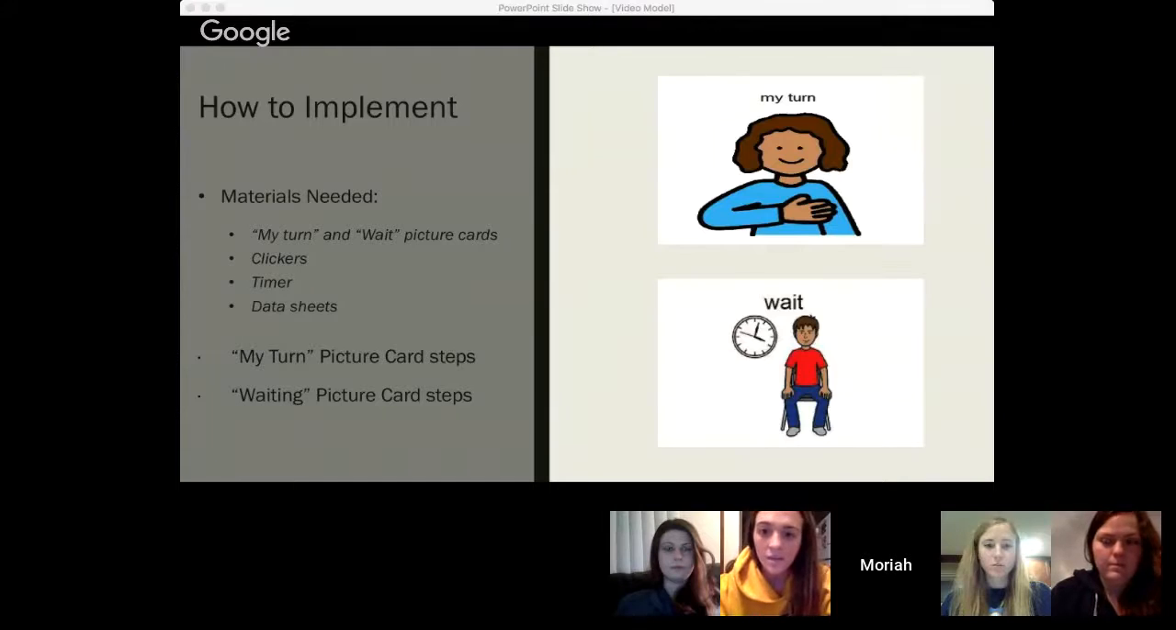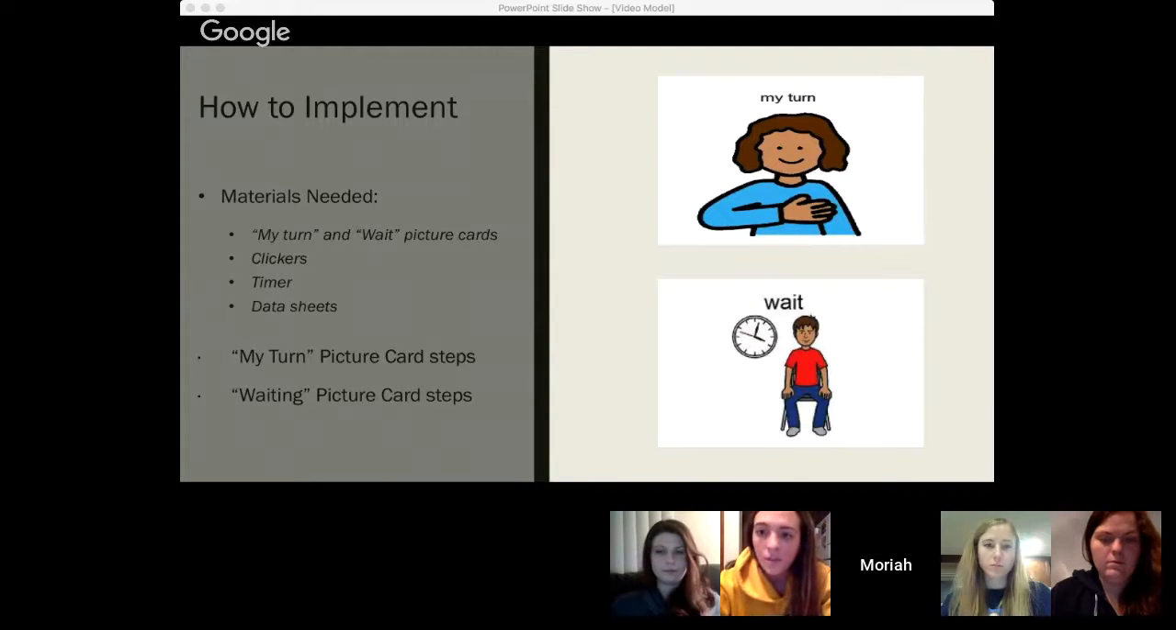Materials that will be needed for the intervention are a My Turn and a Wait picture card, clickers to track frequency of a problem behavior, a timer to track duration, data sheets to record data, and any specific reinforcement. For the My Turn picture card, have an adult sit next to the student playing with a toy that he or she wants. When the child goes to grab the toy out of the adult's hand, prompt the child using hand-over-hand prompting to pick up the My Turn card that will be placed in isolation and have them hand it to the adult. The adult will hand the toy to the student.